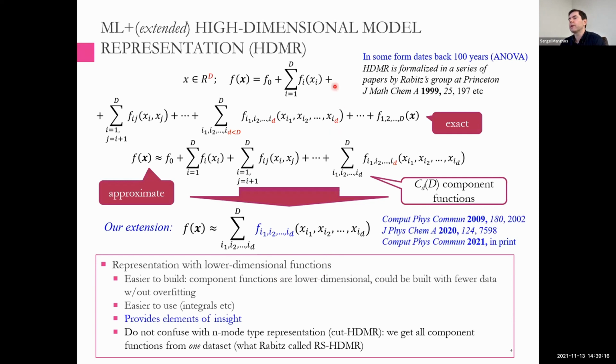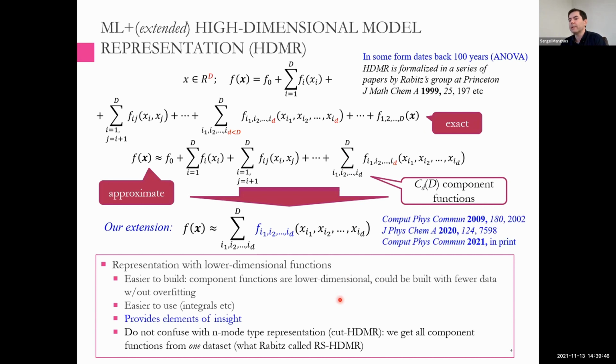And importantly, this kind of representation does provide an element of insight, because different magnitudes of these component function terms will inform you of the degree of importance, not just of individual variables, but of different combinations of variables. By the way, the 100-year-old ANOVA decomposition was meant to do exactly that, to understand the relative importance of different combinations of variables from the statistical perspective.